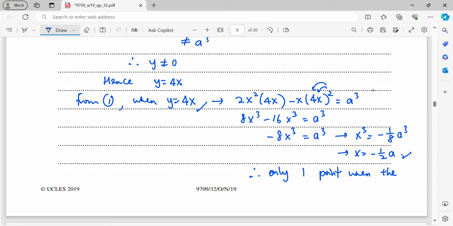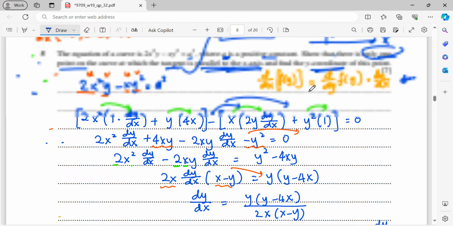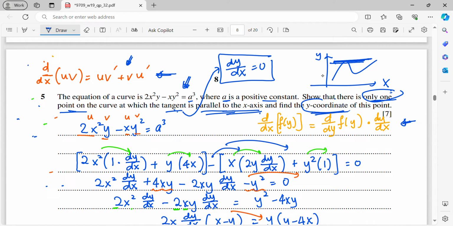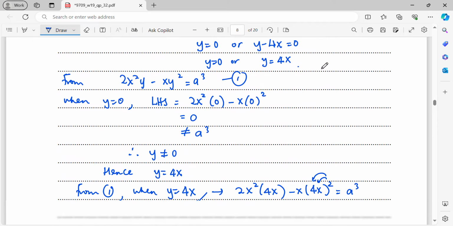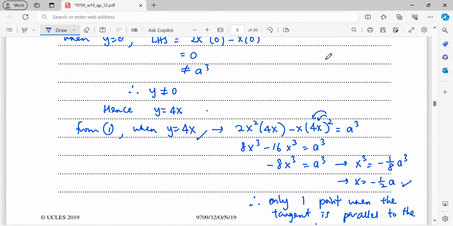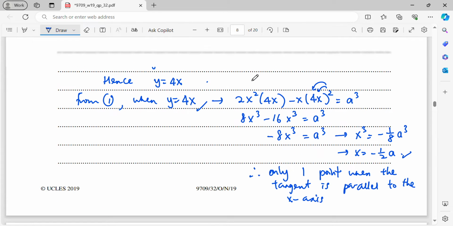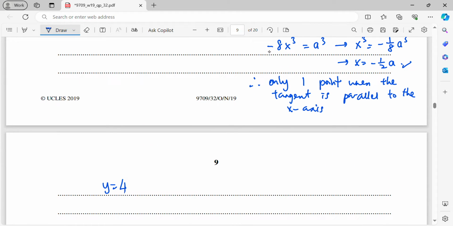when the tangent is parallel to the x-axis. Okay, so now we need to find the y coordinate of this point. So again, you refer to your y. y is 4x. Alright, since your y is 4x, and the x is negative half a, my y is basically 4 times negative half a. That is going to be negative 2a.